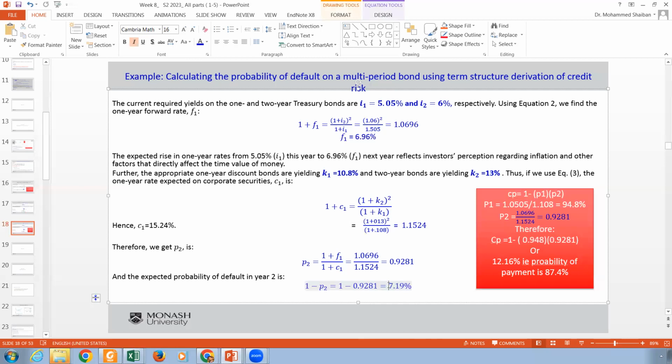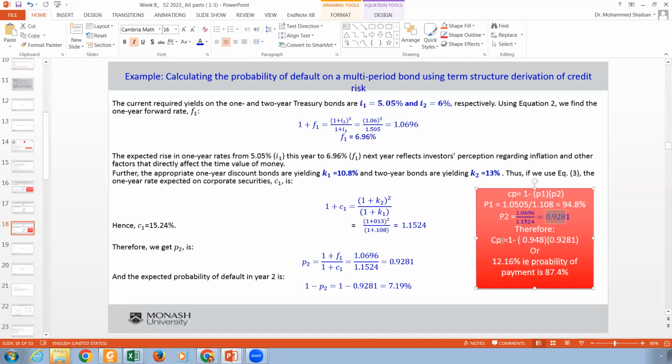Now, if I want to calculate the probability of defaulting over 2 years, I can do this one, the cumulative probability of year 1 times year 2. So for year 1, I take 105, which is this one, over the K. This is what I did, and I found it 94%. For K2, I already calculated here, and I found it to be 92. So I put it here.